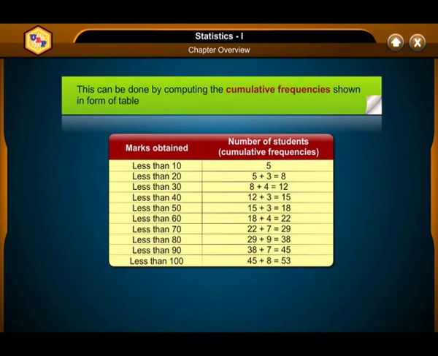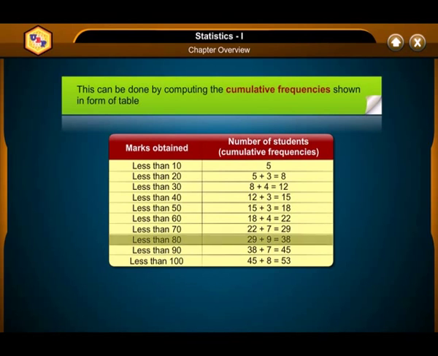Marks obtained, number of students, cumulative frequency. Less than 10, 5. Less than 20, 5 plus 3, 8. Less than 30, 8 plus 4, 12. Less than 40, 12 plus 3, 15. Less than 50, 15 plus 3, 18. Less than 60, 18 plus 4, 22. Less than 70, 22 plus 7, 29.